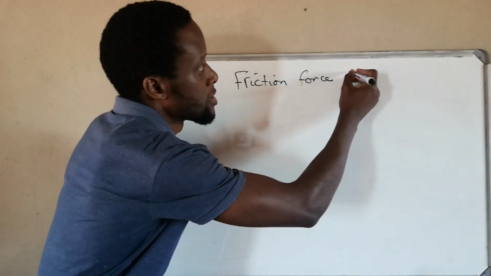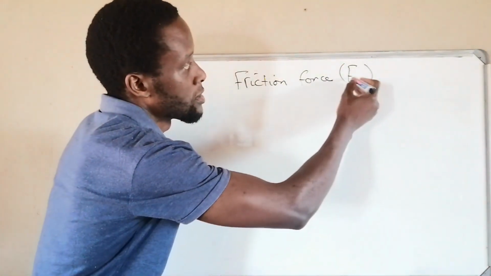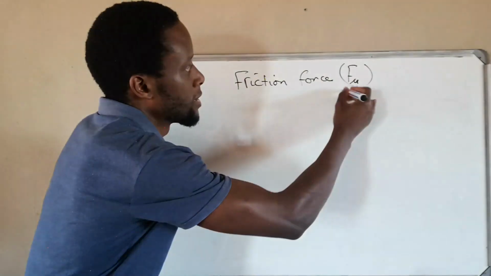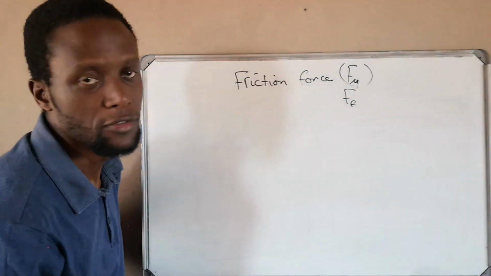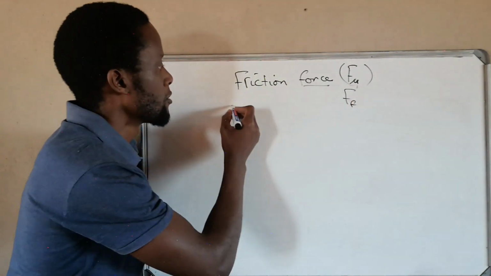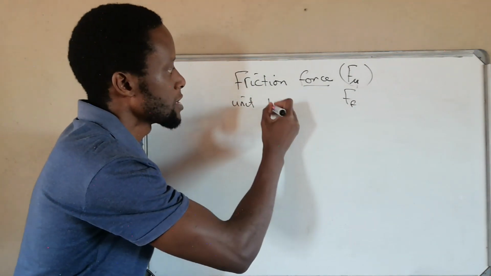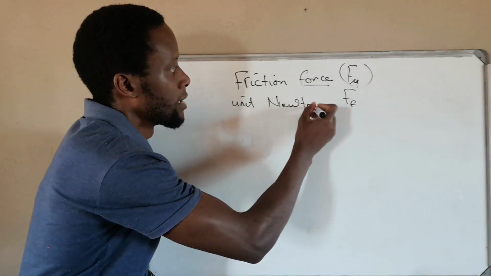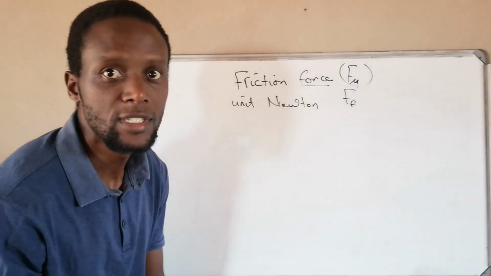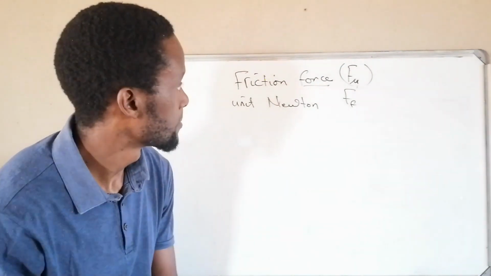For friction force, we'll be using that symbol there, or if you want, you can use F, which is still fine. We know the units for force are newtons. Friction force is also a force, so the units are going to be newtons, the same units as any force.